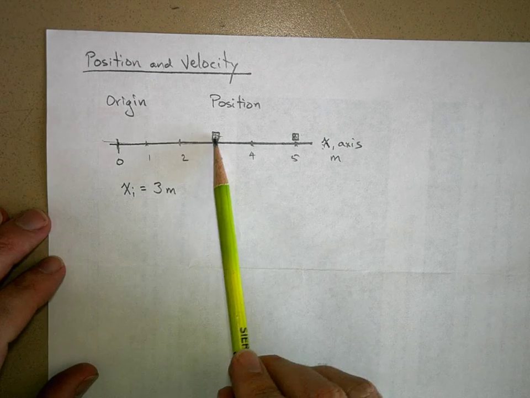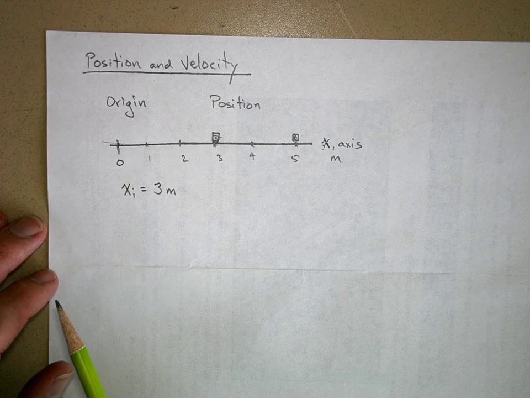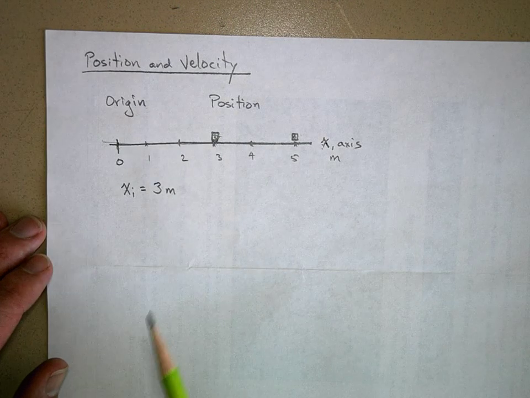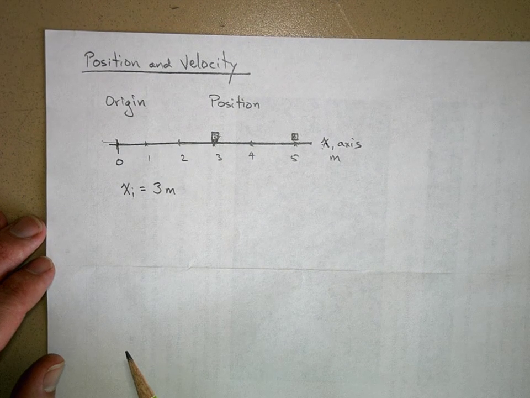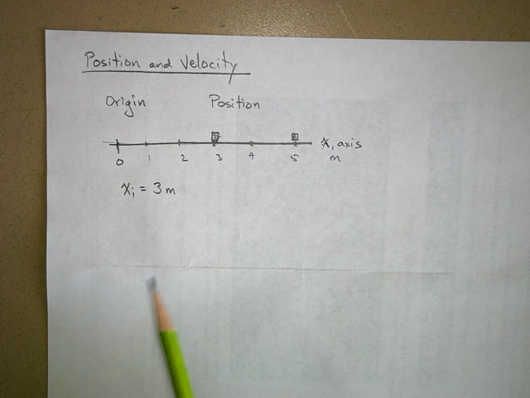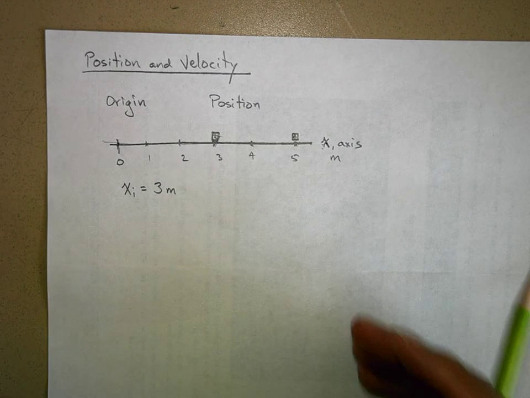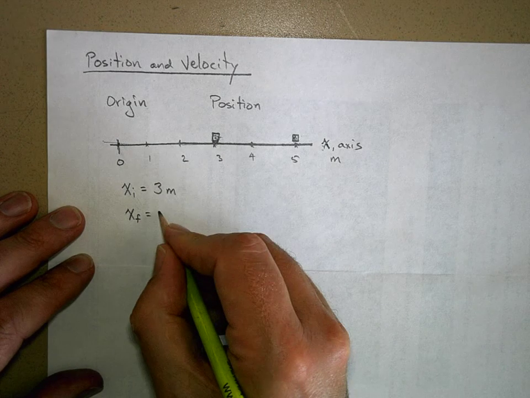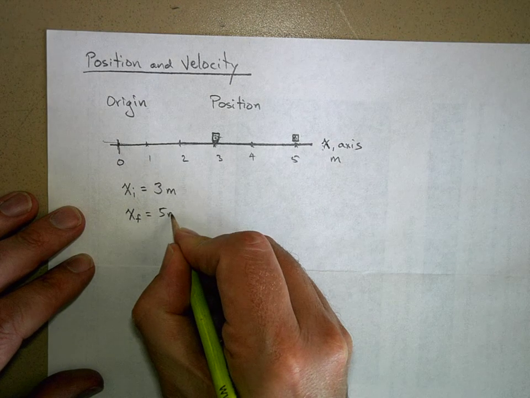It took time for it to move from here to here. Objects cannot move instantaneously from one position to another position. It always takes time to change your position. And so I can say x final, the final position, is equal to 5 meters.